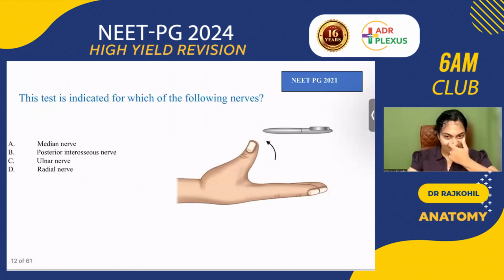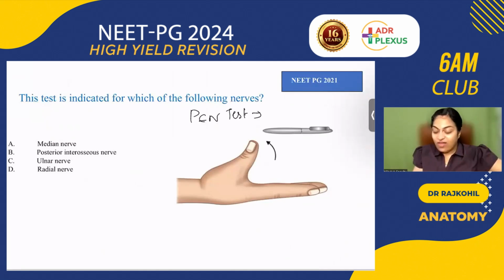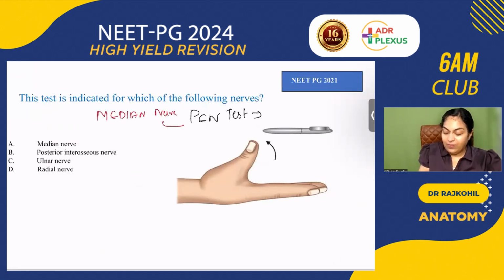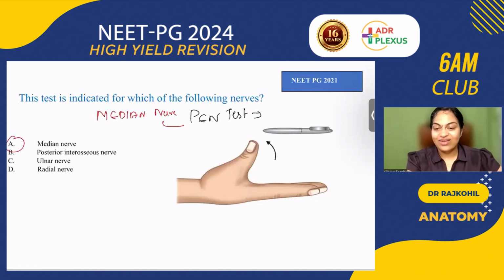And this was asked. So I just wanted to correlate with the previous one. What is this test called? It's called the pen test. What muscle is it testing? It is, of course, for the median nerve. What muscle is it testing? Excellent, doctor. It is testing abductor pollicis brevis.